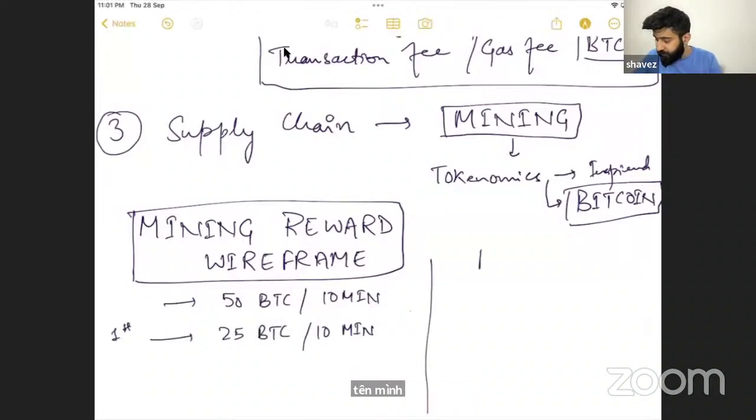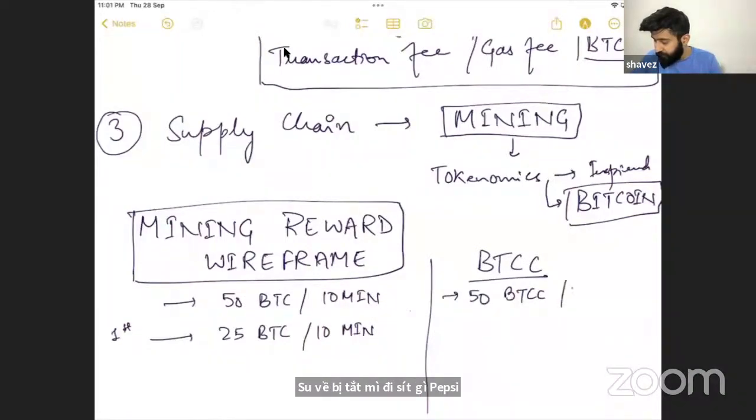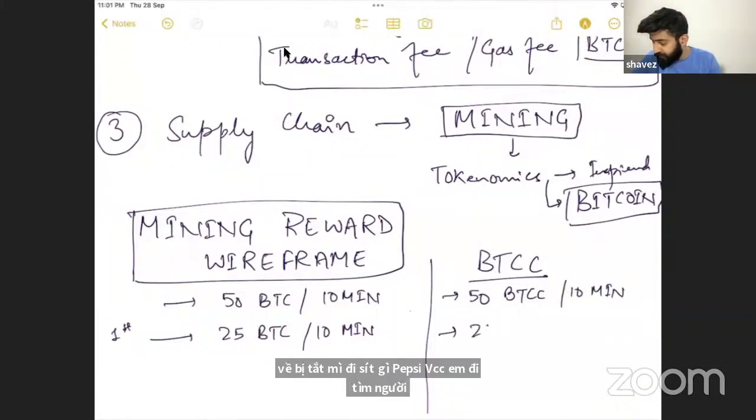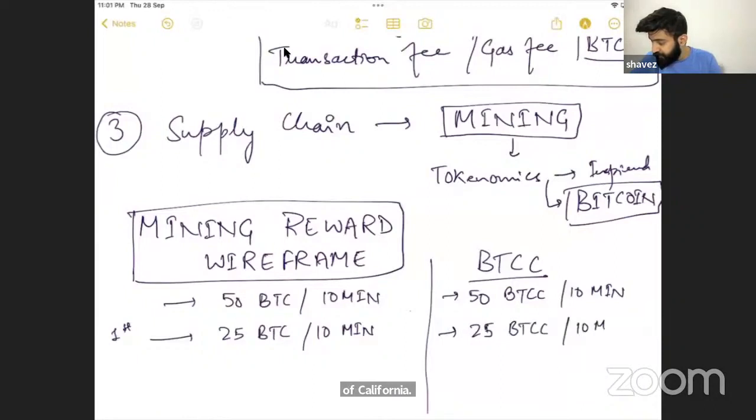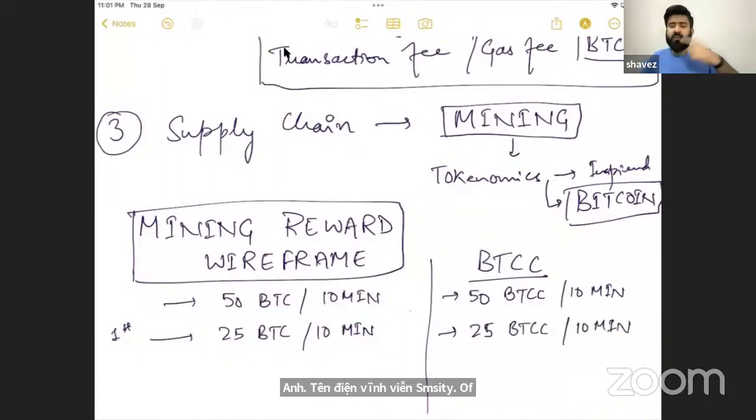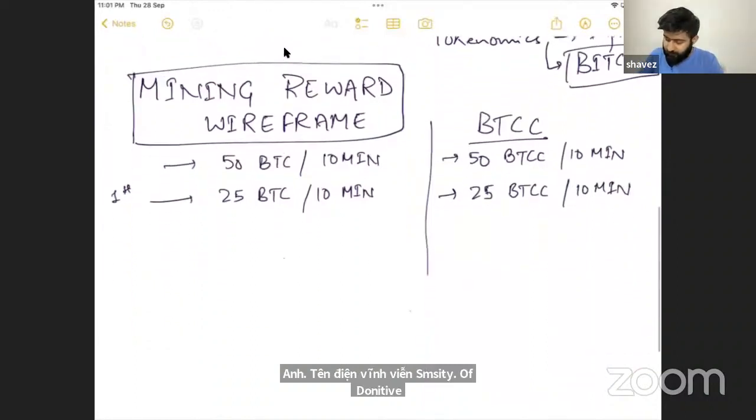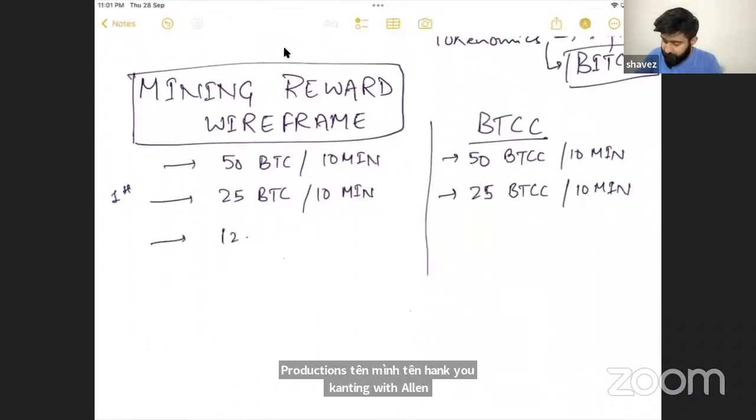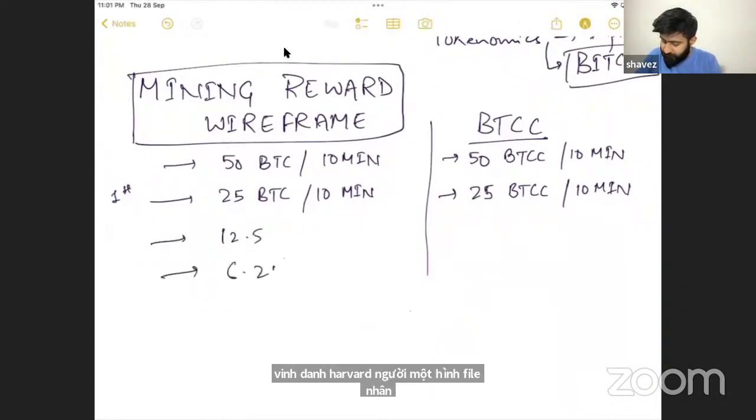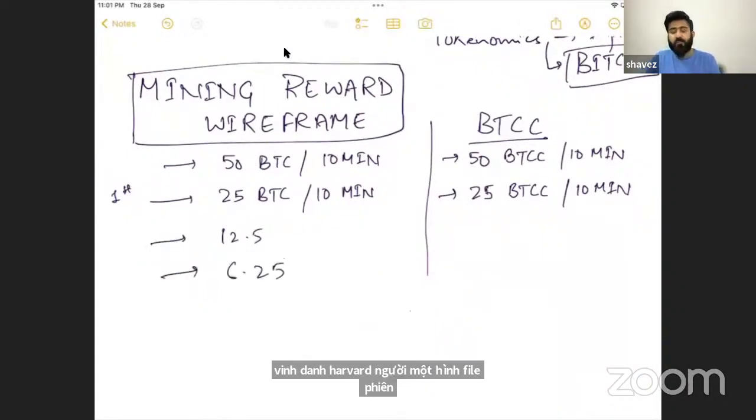So will be the BTCC, 50 BTCC every 10 minutes. And then we will also experience halving after 4 years. And then it will be 25 BTCC every 10 minutes. And then it will continue to halve like Bitcoin. Bitcoin halvings were like 12.5 and 6.25. Now it will halve. Okay.